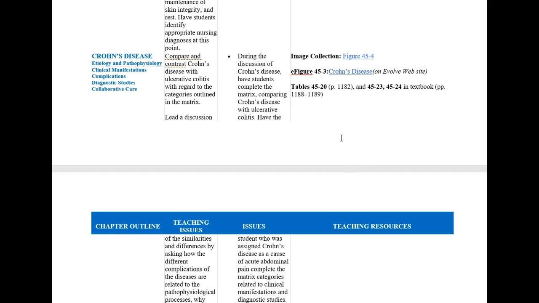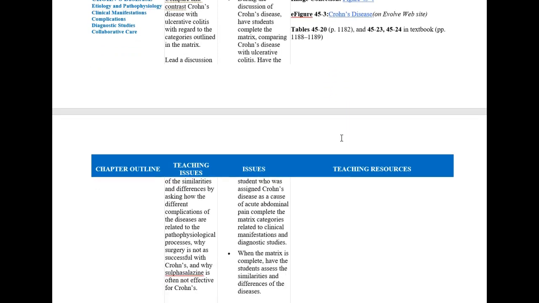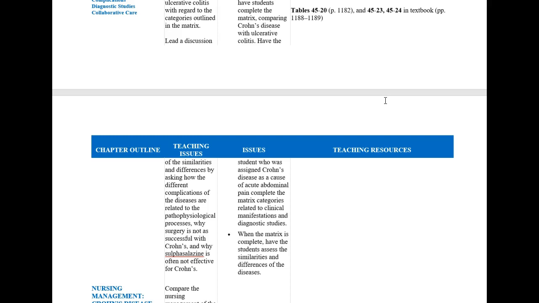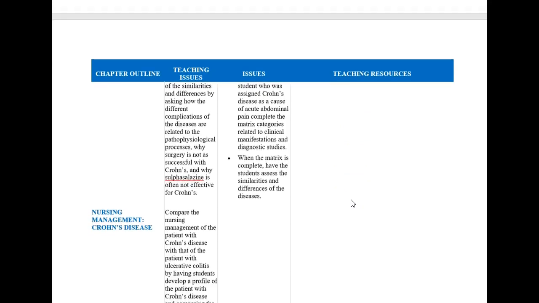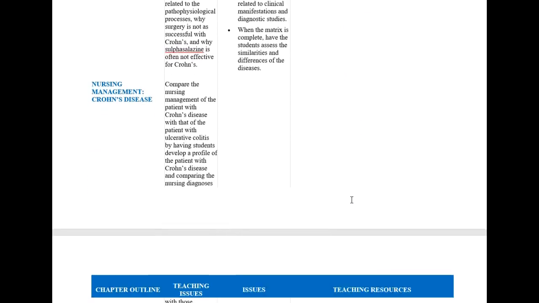Basically, if it's not well controlled, individuals will end up having a colostomy, so it absolutely needs to be controlled. There are multiple pathological processes to it, as well as the medications that are required.